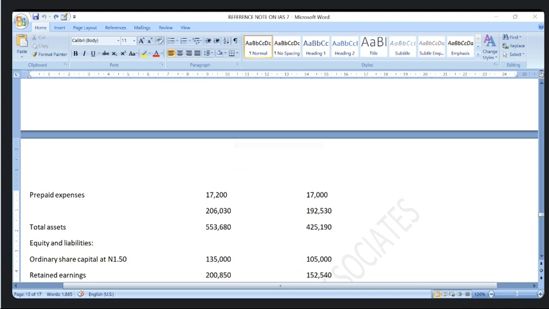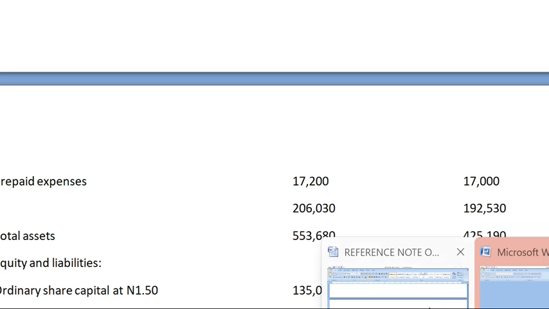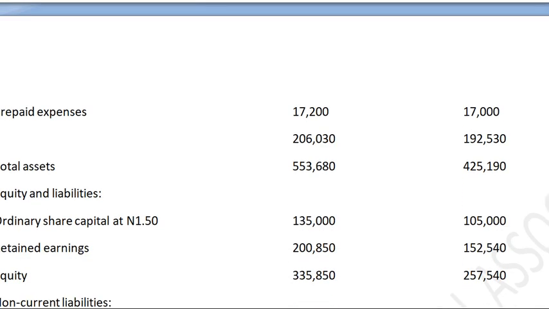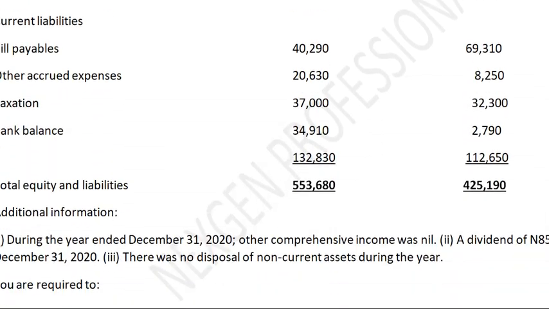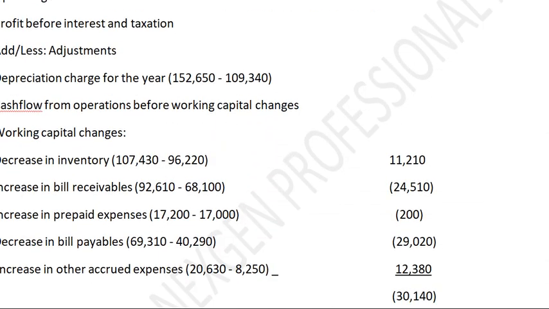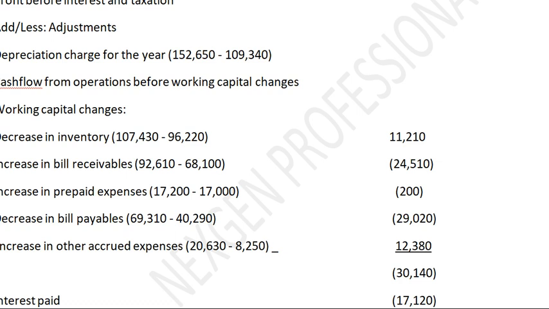So that is that for that. We have an increase of 200, and then we have a decrease in the inventory. So meaning that we have been able to determine the changes in the working capital under the current assets. So we have decrease 11,210, increase in bill receivable 24,510, increase in prepaid expense 200.